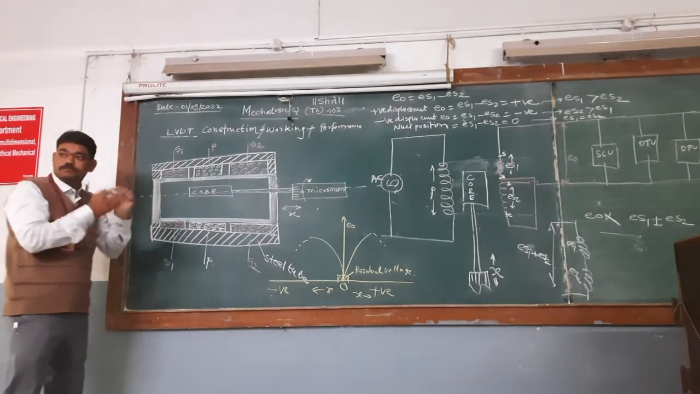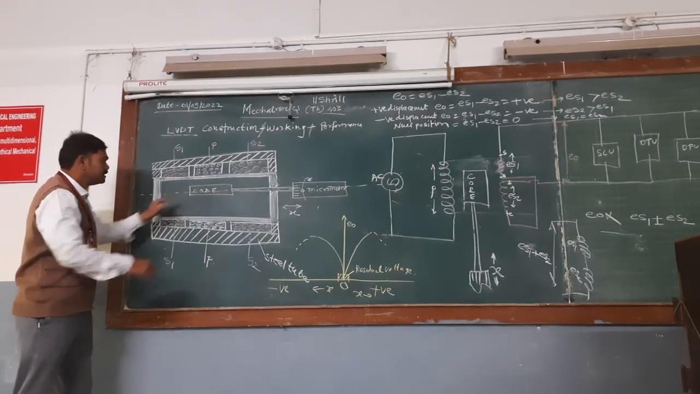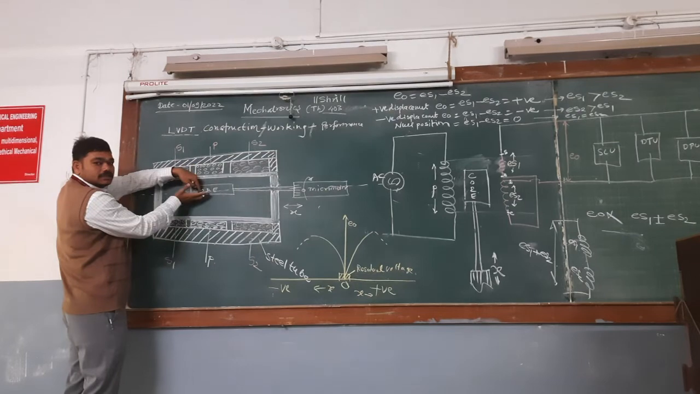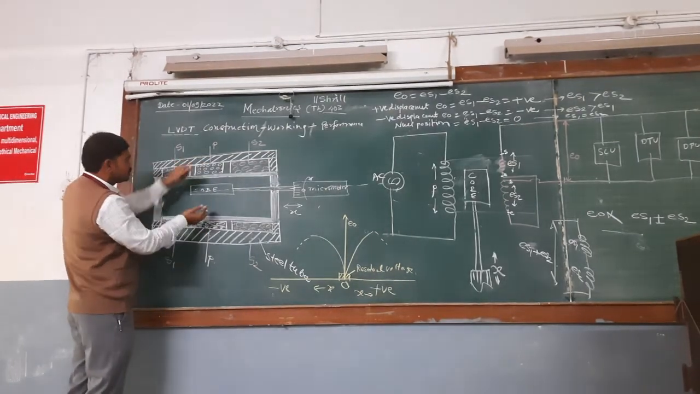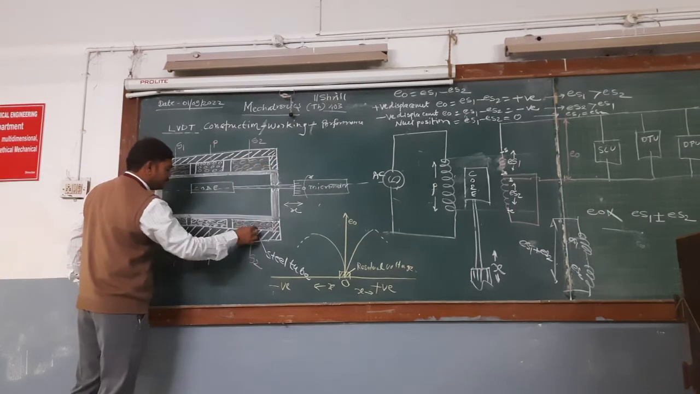The LVDT core is put in a steel tube centrally. This is the LVDT core. The core is put at the center of the steel tube. Inside the steel tube, the arrangement is made like that.